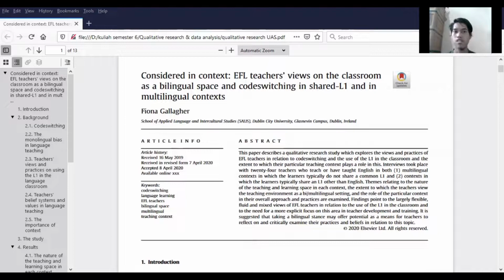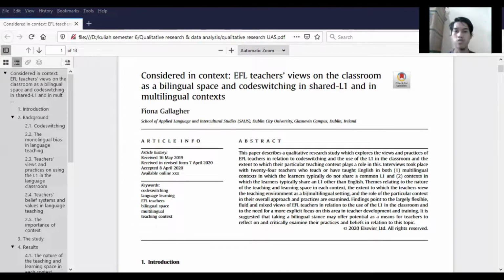so this paper describes a qualitative research study which explored the view and practice of EFL teachers in relation to code switching and the use of the L1 in the classroom and the extent to which their particular teaching context plays a role in this.